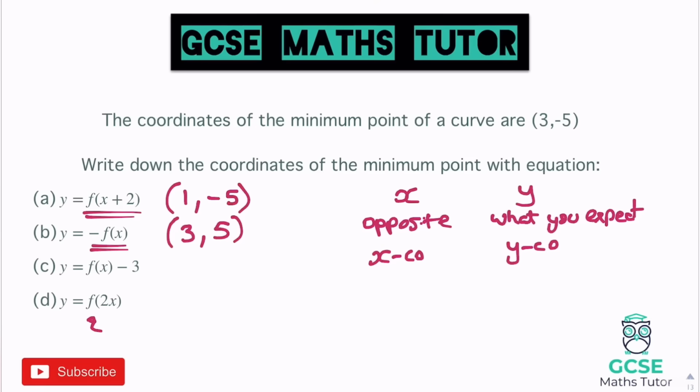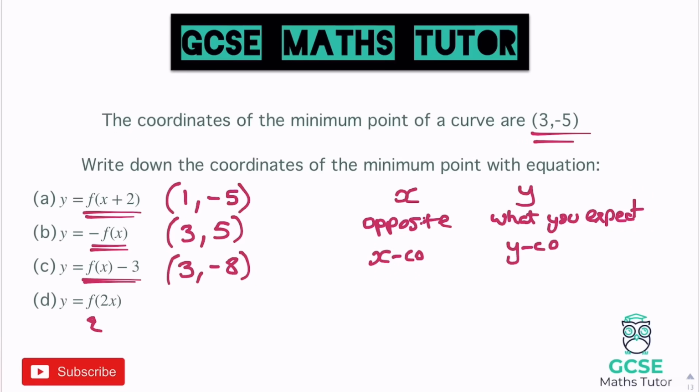Look at the next one here. We've got a minus 3 at the end. Now it's not inside the bracket, so it does what you expect. And we would expect minus 3 to subtract 3 from the y coordinate. So it doesn't affect the x coordinate, but it does subtract 3 from the y coordinate. So minus 5 would go down to minus 8. There we go. Every time I'm just referring back to this coordinate here.